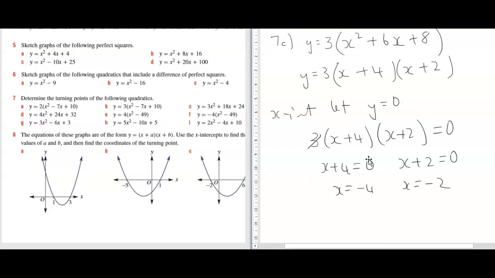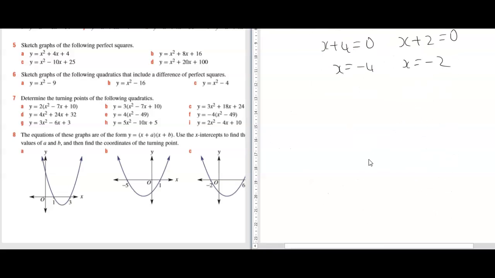So we have to do the turning point. Remember, your turning point is halfway between these two. So we can add them together, or you know that it's going to be -3, but anyway, let's just add them together. So it's -6 on 2, which gives you -3. So the x coordinate of that is -3. And then to get the y coordinate, we just substitute that in.